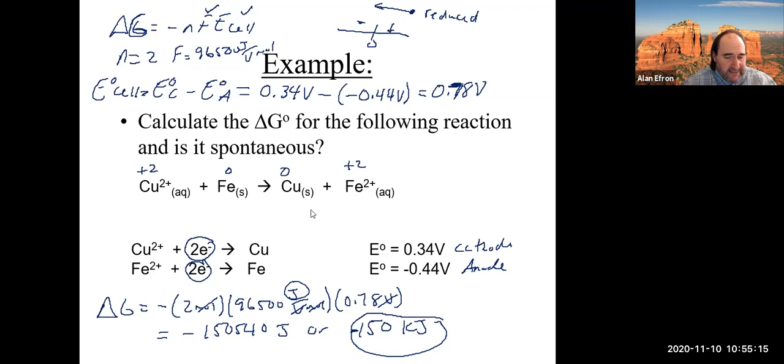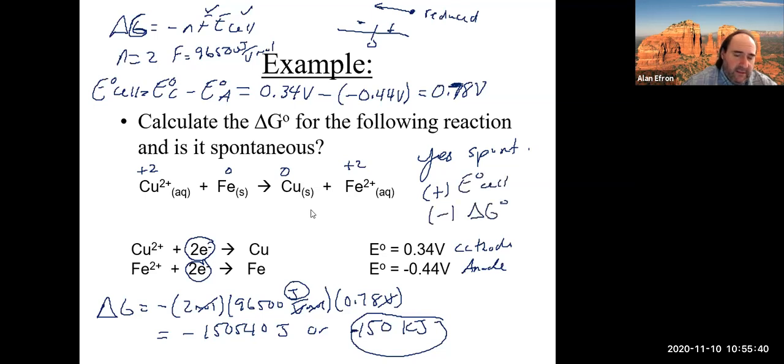And it does make sense, because we ended up with a positive voltage, which means the reaction should be spontaneous. We ended up with a negative delta G, which again tells us that the reaction is spontaneous. So the answer would be yes, it is spontaneous, either way, from positive E of the cell or negative delta G. Any questions on that particular one?